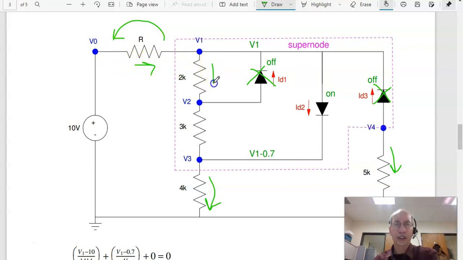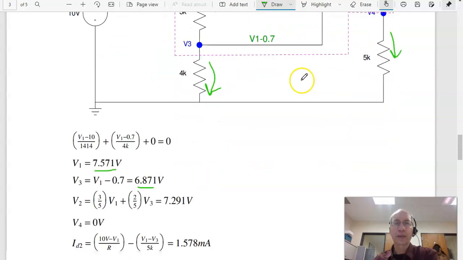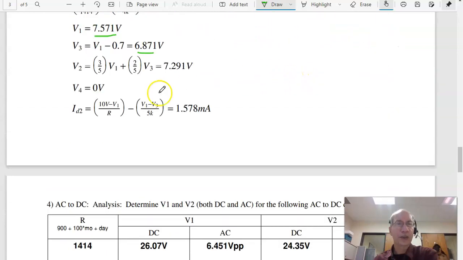This current I can calculate. That's V1 minus V2 over 2K, or V1 minus V3 over 5K, either one. This current is 0. This current I don't know. They got to add up. So this is whatever is left over. And that gives you 1.578 milliamps.